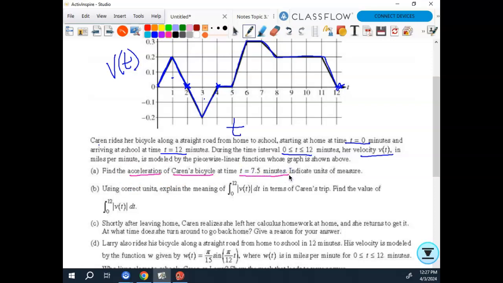Okay, so I want to find the acceleration of Karen's bicycle at time t equals 7.5 minutes. All right, 7.5 minutes is like right here. So the graph is velocity. Tell me something about her acceleration just by looking at the graph. Is it positive or negative? Negative. Okay, it's negative. And then I can figure out what it is, right? Even though it doesn't ask for average rate of change, I can do average rate of change because it's just the slope of this little line segment, right? And I have these two numbers here.